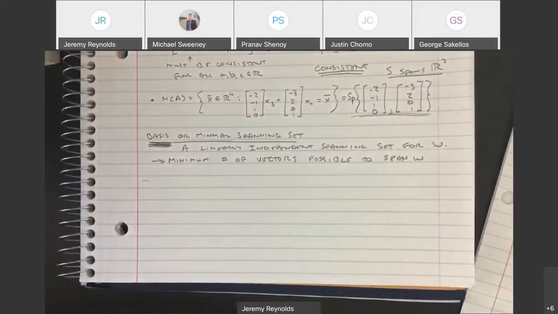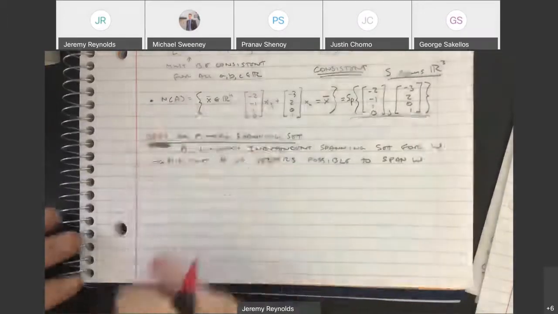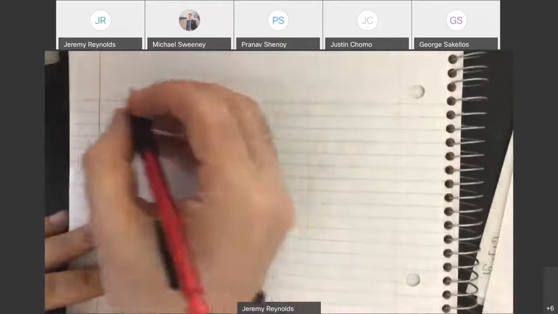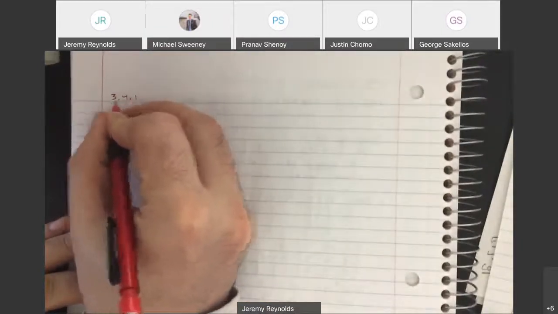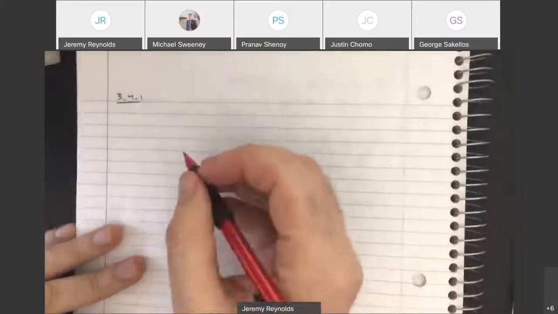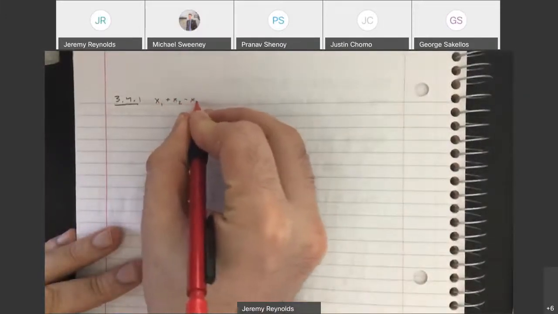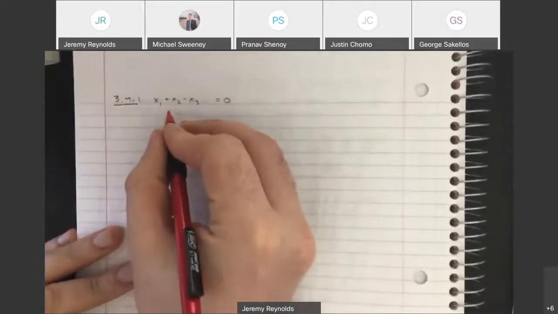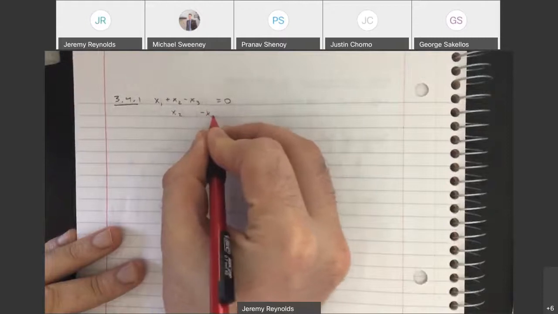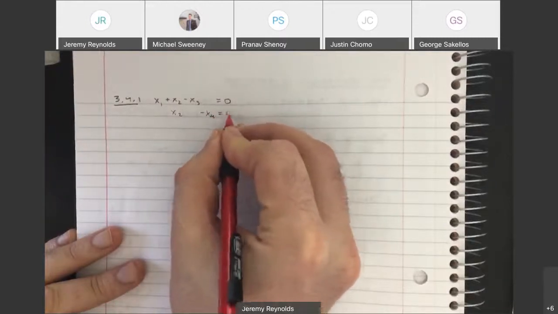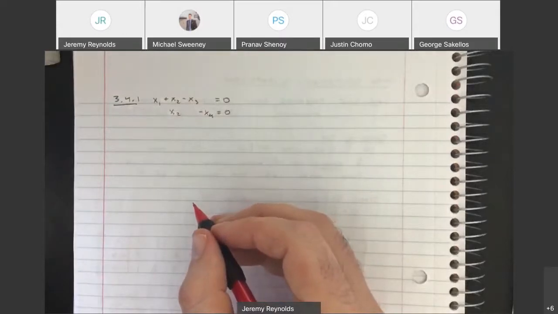So a few examples. First, I'm going to go to the next page because the next 2 problems go together. Looking at the homework, we had 3.4.1, which had a set of equations. The equations are x1 plus x2 minus x3 equals 0, and x2 minus x4 equals 0. And they want us to find a minimal spanning set or a basis.